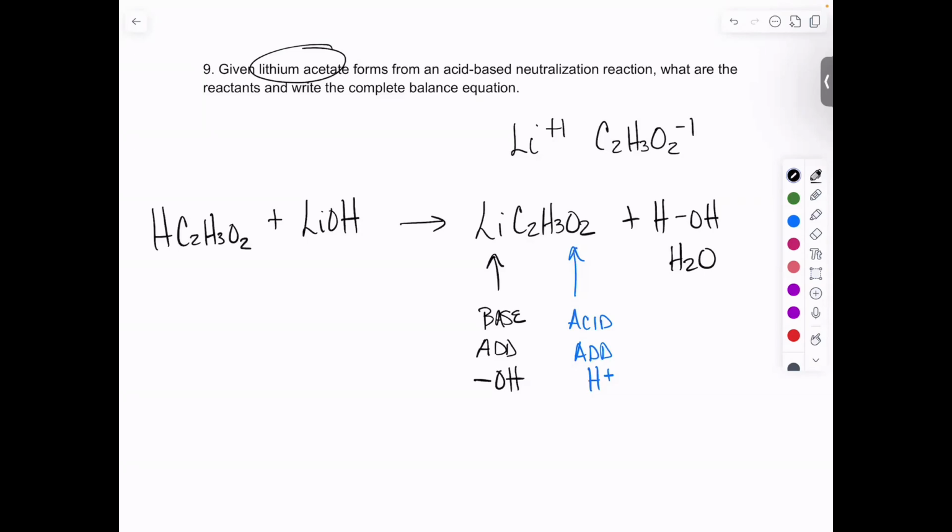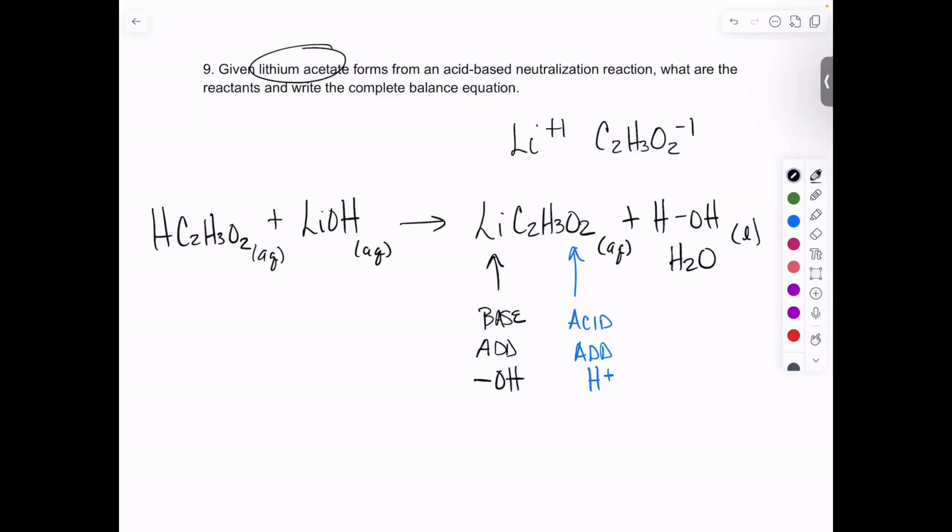All right, and then technically you can add your aqueous, right? Aqueous. Both lithium and acetate, those should be soluble. And then we have liquid water. All right, so I added the subscripts as an extra. I don't think you have to do those guaranteed, but just in case.